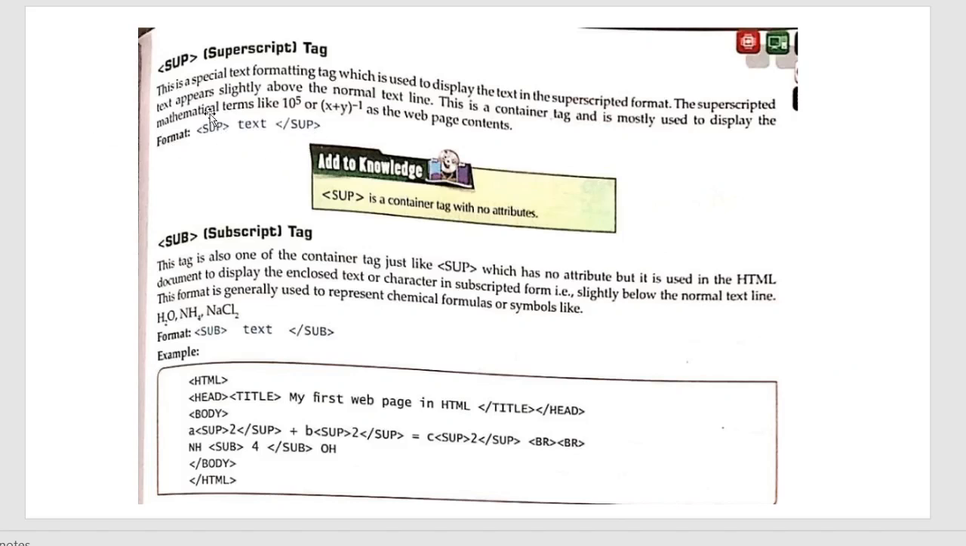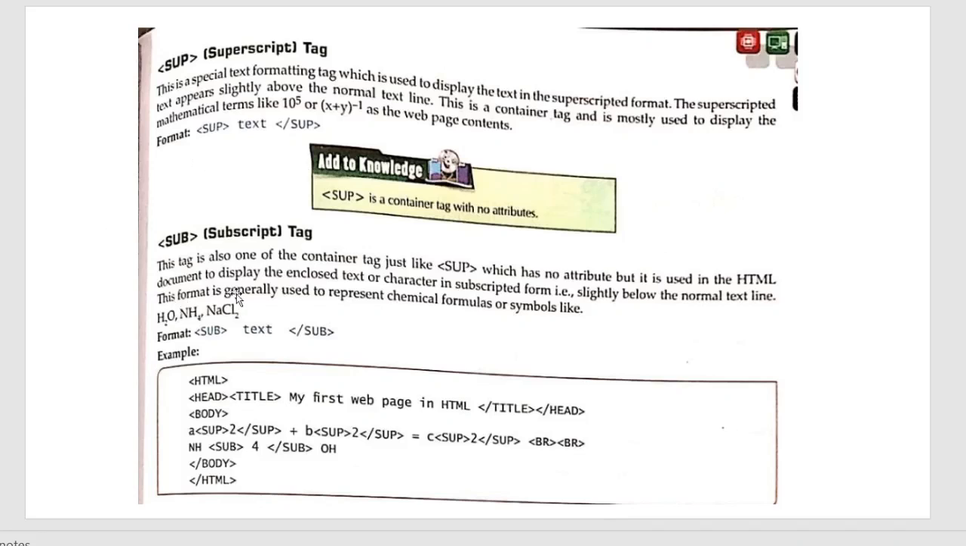For example, the syntax of the SUP tag is SUP, then write down the text, then SUP close. SUP is a container with no attribute. SUP and SUB have no attribute. B tag, I tag, U tag, SUP tag and SUB tag have no attributes, but the font tag has attributes, and we have already discussed that the font has 3 attributes: your color attribute, size attribute and your face attribute.